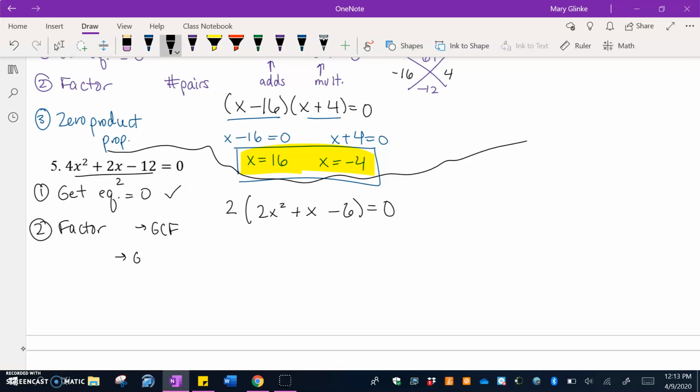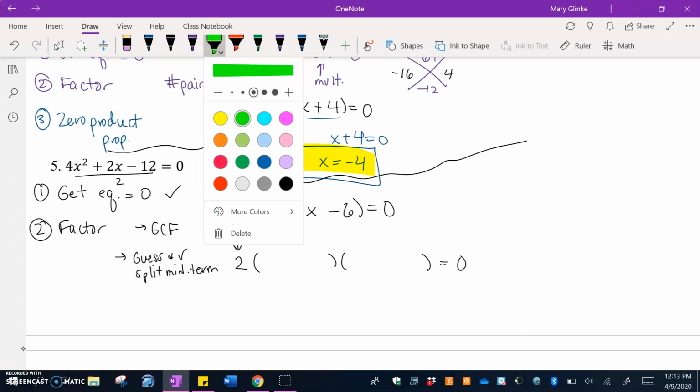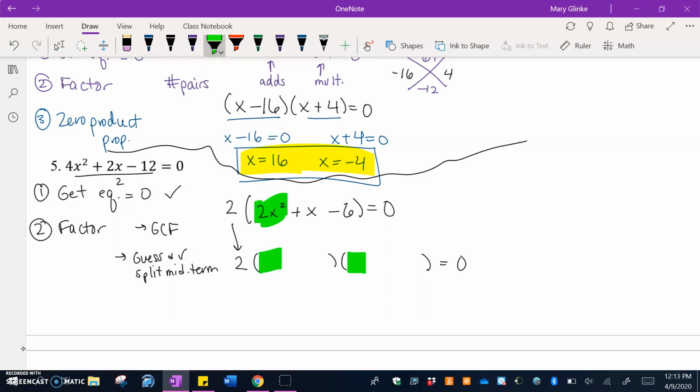Now from here, you can use guess and check or split middle term. It all depends on which method you prefer. I'm going to show the guess and check method. So I'm going to bring down my GCF from before. I'm going to try to figure out what my factors are. My first two numbers are going to have to multiply to get 2x squared. There's not a lot of choices. It's going to have to be a 2x and an x.